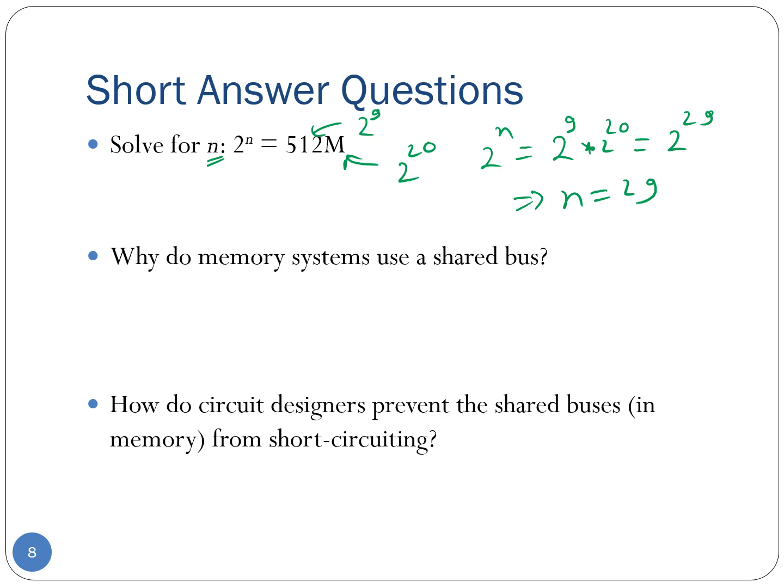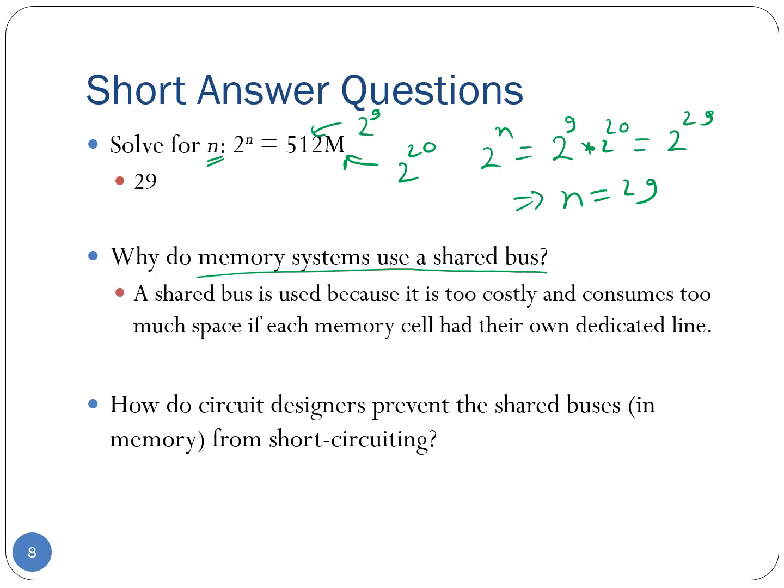The second question is asking, why do memory systems use a shared bus? So essentially, why can't you have a dedicated bus for every memory cell in the memory, right? Now there are two important reasons. So first of all, if you have a dedicated bus for every memory cell, there would be too many bus wires in your circuit. These wires will occupy a lot of space on your chips and in your system. The other problem is it would be too costly to have so many buses dedicated to every cell. So because of these two reasons, we use shared buses.